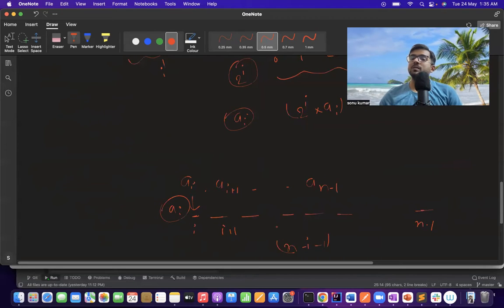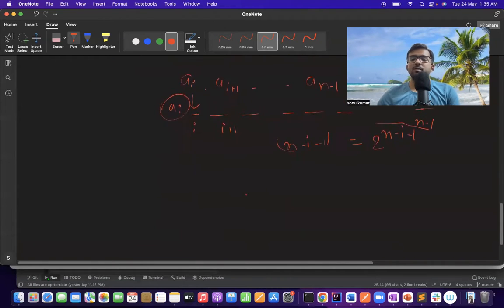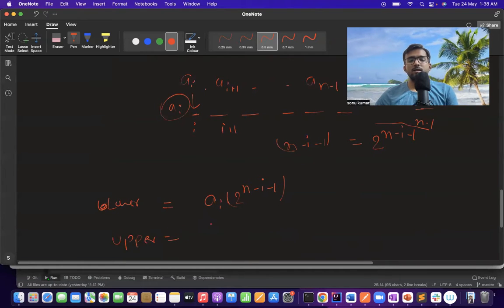So how many total subsequences can we generate? It's clear from the previous explanation: 2 raised to power n minus i minus 1. I think it is clear, it is not confusing you. So what will be the contribution of this ai element for all the subsequences in which ai is the smallest one? ai into 2 raised to power n minus i minus 1. This is the contribution in case of lower bound, and in case of upper bound the contribution of ai is 2 raised to power i.